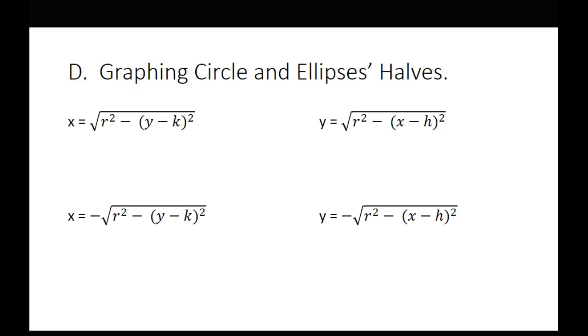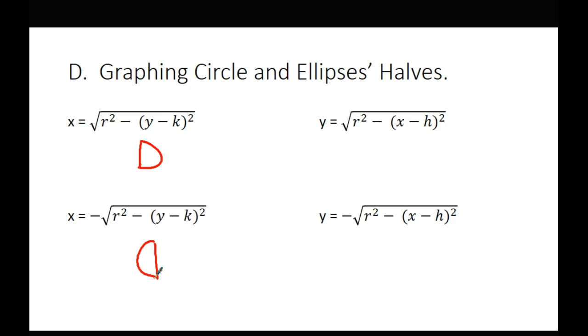So when you have x equals equations, that's about left and right. When it's a positive square root, that is the right half of a circle. When you have a negative x equals, that is the left half of a circle. This applies to ellipses too, by the way, but I'm just going to talk about circles. X is left and right. When it's x equals, you have a left or right half circle. When it's positive, it's on the right. When it's negative, it's on the left.